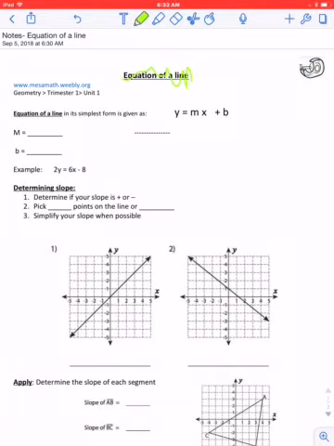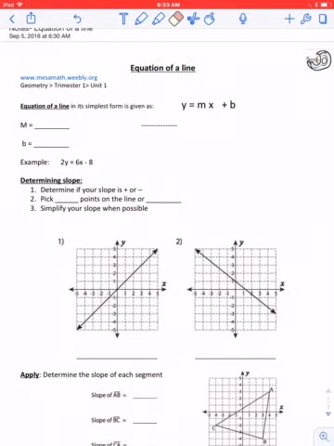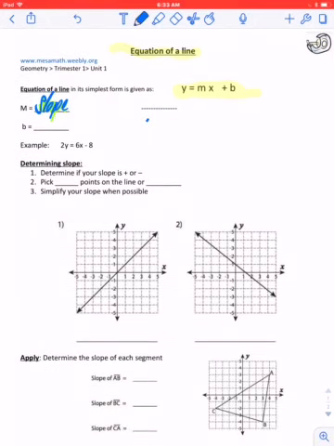So we're going to look at the equation of a line, and in its simplest form, it's given as y is equal to mx plus b. Now, you might remember this sort of formation from Algebra 1. The m is always going to stand for the slope of a line. So it stands for the slope of a line. All right, slope is given by rise over run. And the b is our y-intercept.